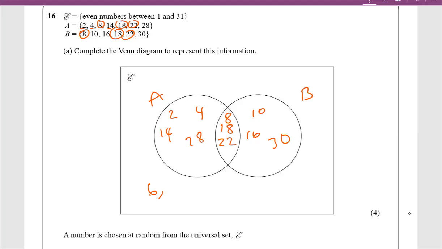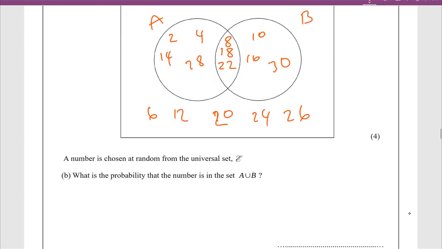We don't have a 12 there. So 12. We don't have a 20. We don't have a 24. We don't have a 26 either, so that's 26. And just double check that you got all the even numbers between 1 and 31. That's worth 4 marks.